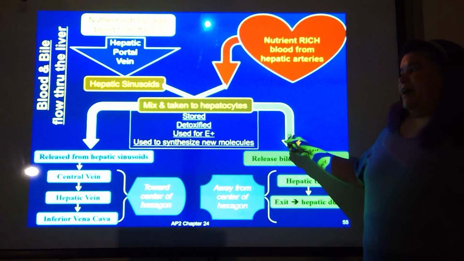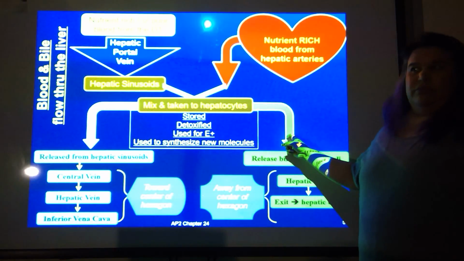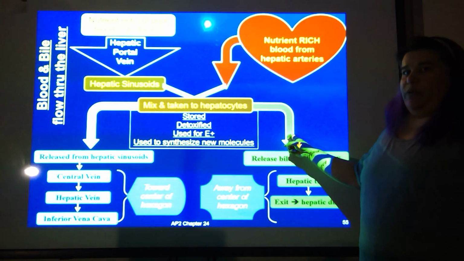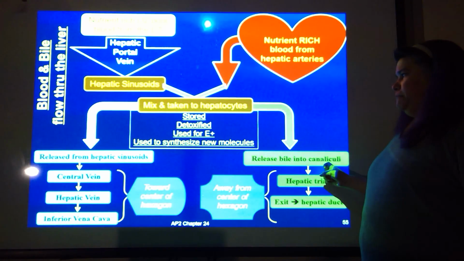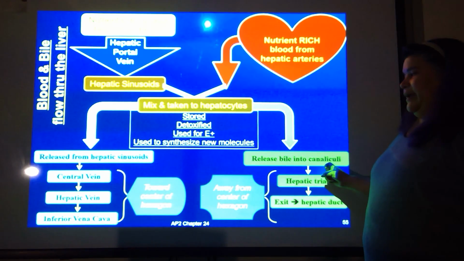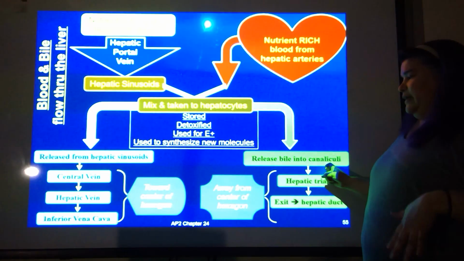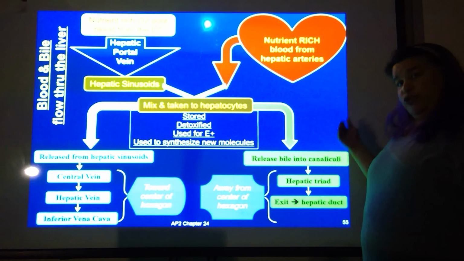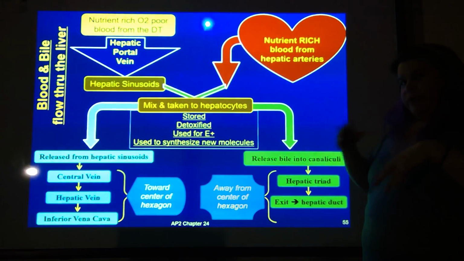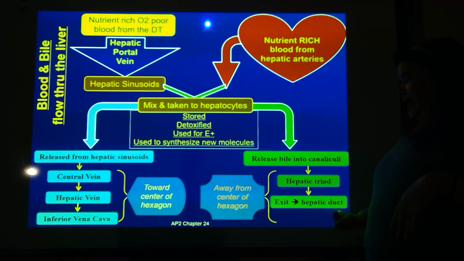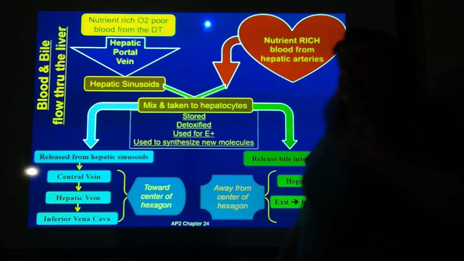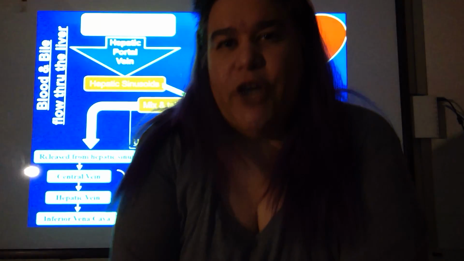However, if I am garbage that nobody wants, or I'm bile that has been made, I get put into the bile canaliculi. It goes out toward the sides, not toward the center, to the hepatic triad, and I exit through that hepatic duct to be released in the bile. When we talked about red blood cell recycling, we talked about bilirubin, and I told you guys that that gets put into the bile so that it goes out as a waste product.